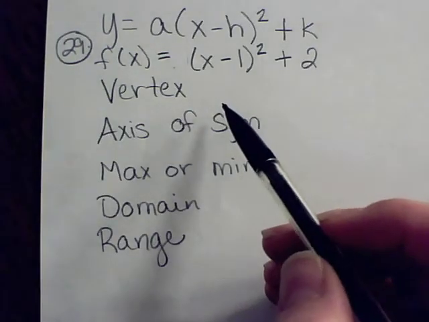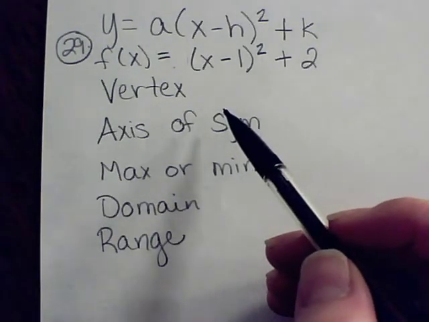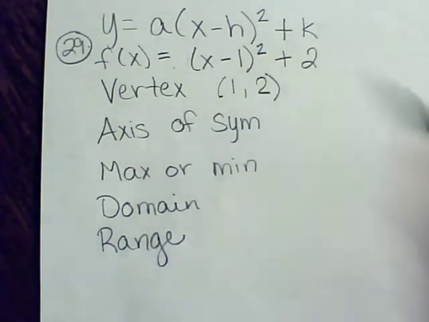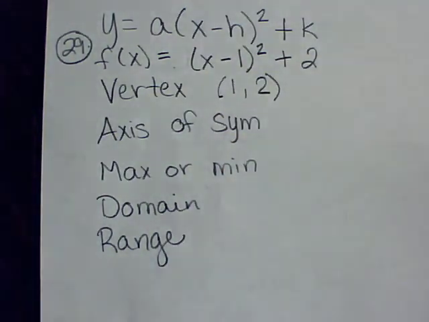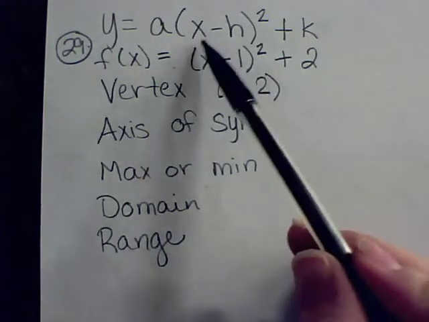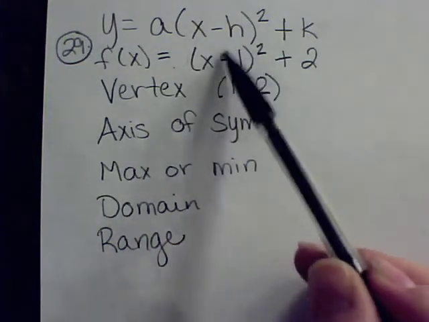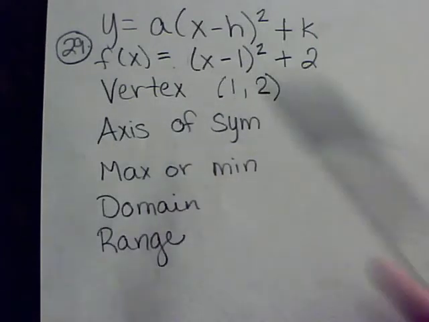Okay, so what is the vertex? 1, 2. Remember, because of the form where we have x minus h, this has to change the sign in order to find h. Okay. What about the axis of symmetry?